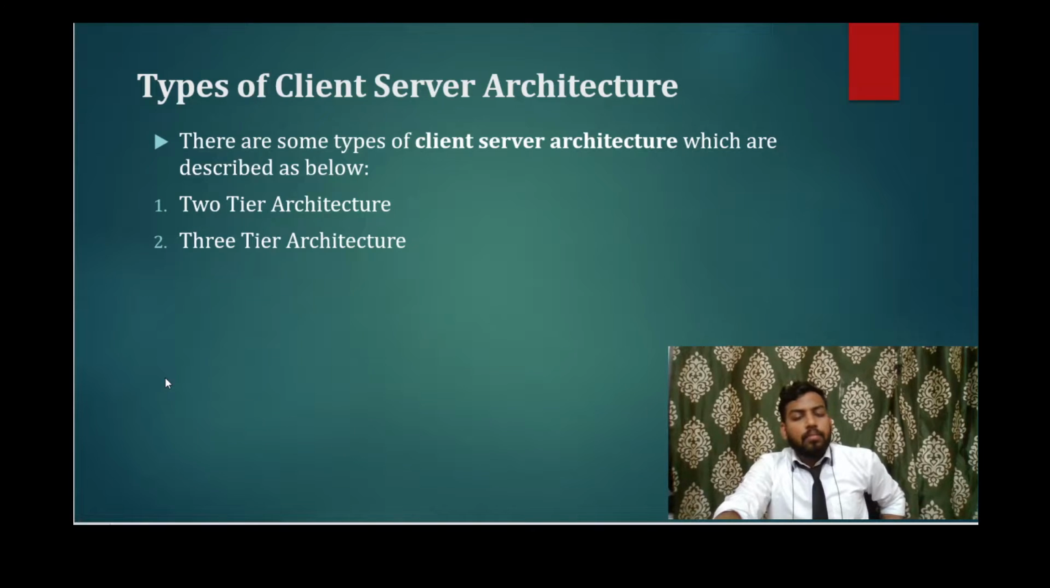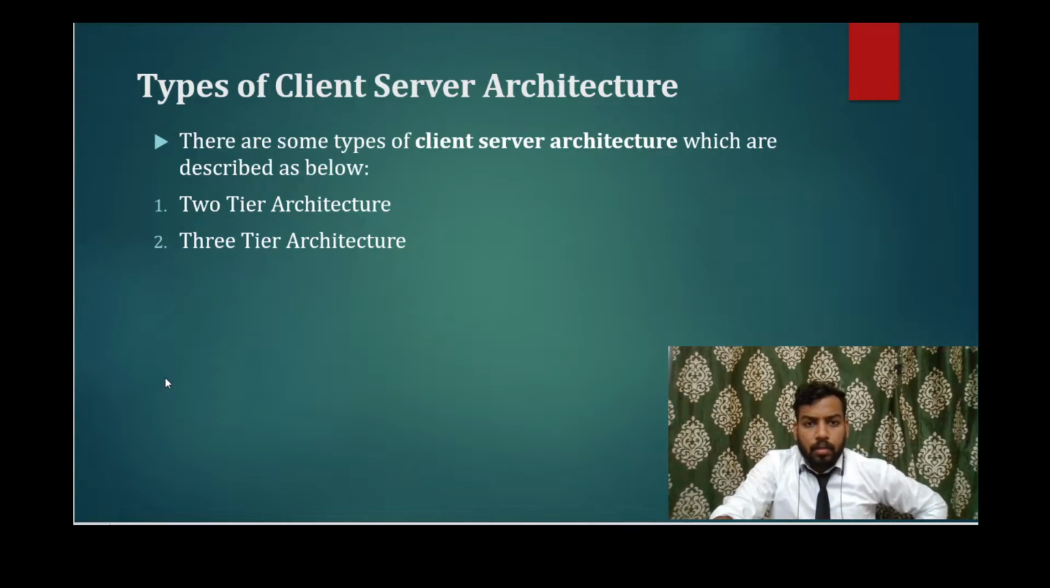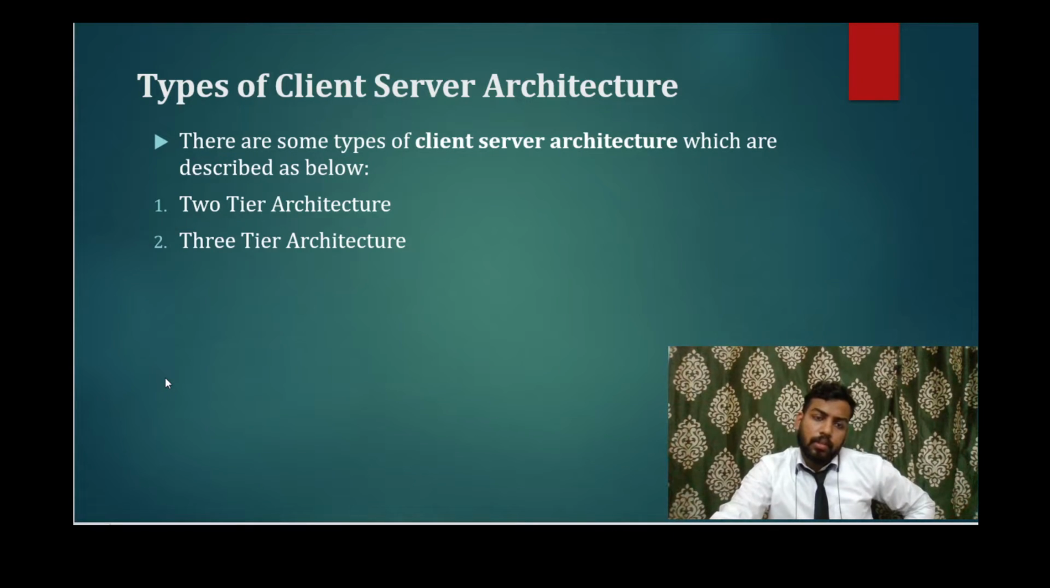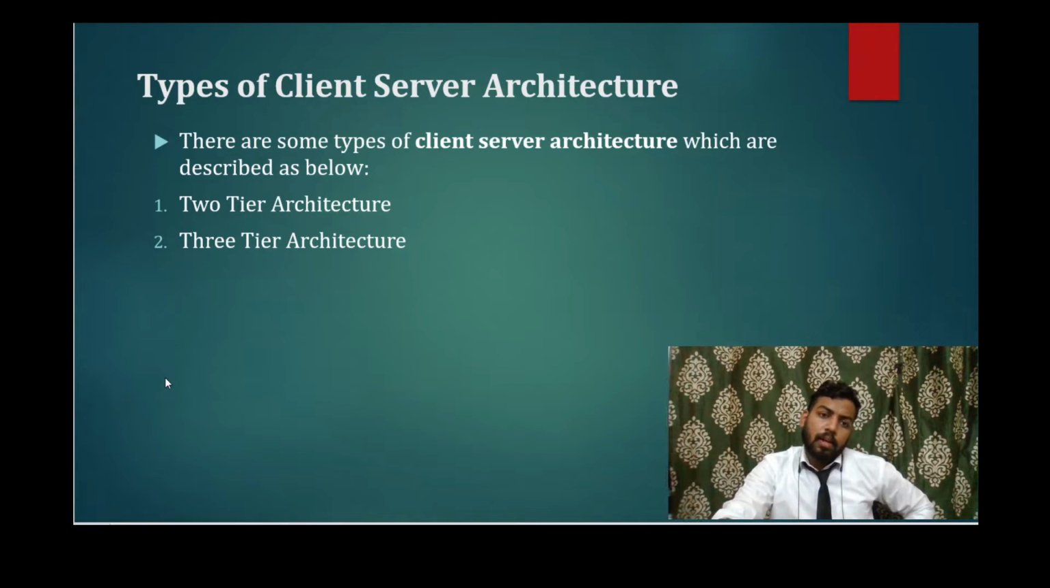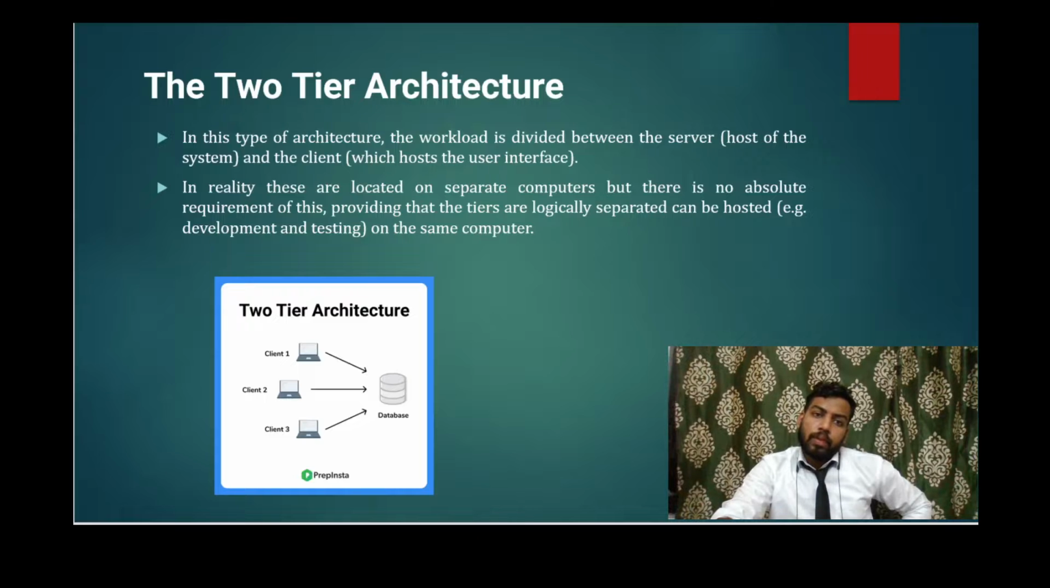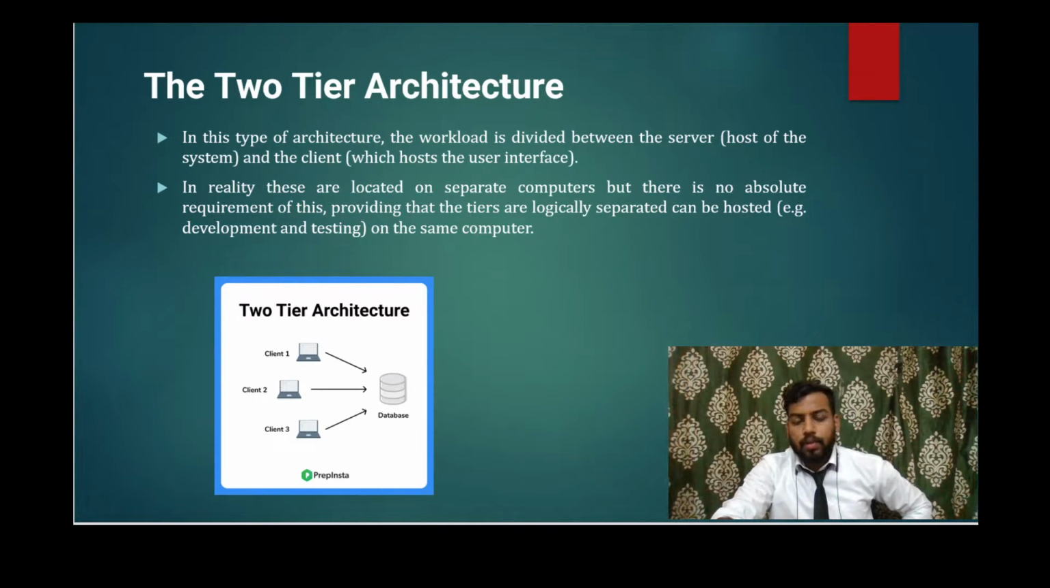So there are some types of client-server architecture. The first one is two-tier architecture, and the second one is three-tier architecture. In two-tier architecture, the workflow is divided between the server and the client.